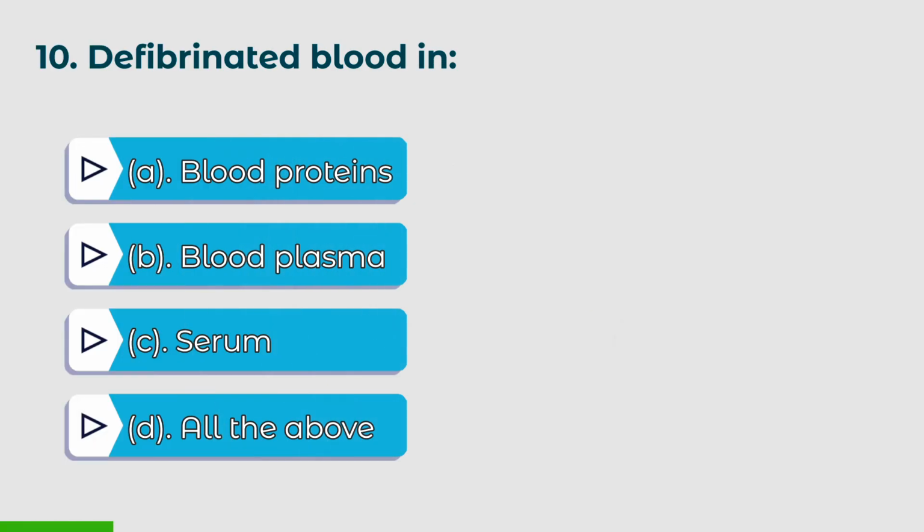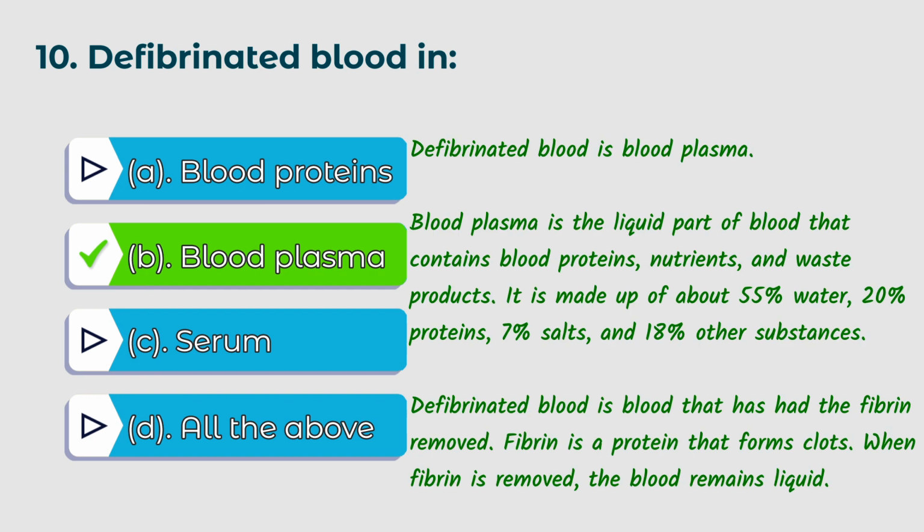10th question. Defibrinated blood is: A. Blood proteins, B. Blood plasma, C. Serum, D. All the above. The right answer is B. Blood plasma. Defibrinated blood is blood plasma. Blood plasma is the liquid part of blood that contains blood proteins, nutrients and waste products. It is made up of about 55% water, 20% proteins, 7% salts and 18% other substances.